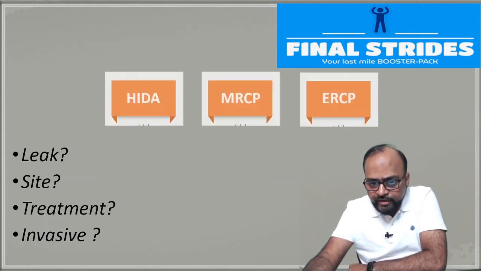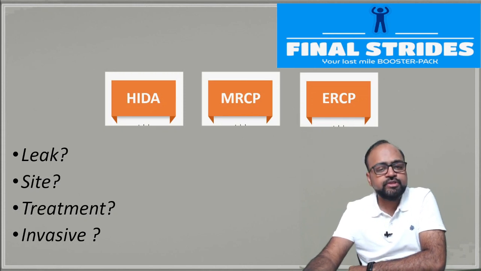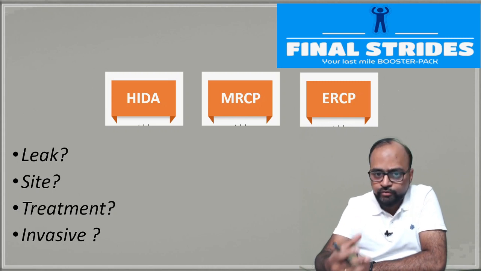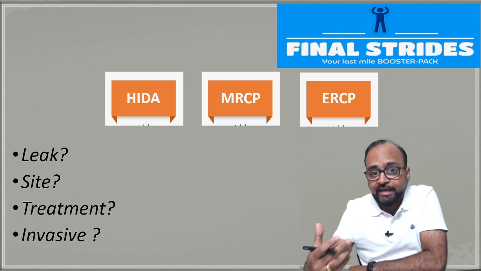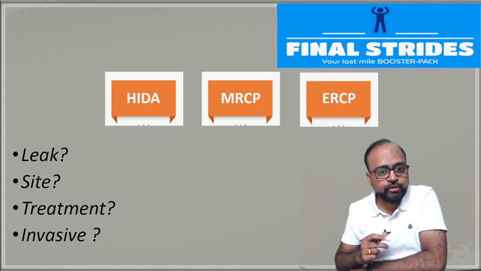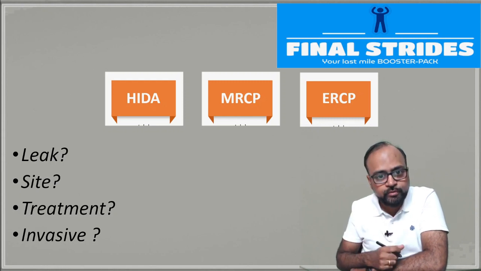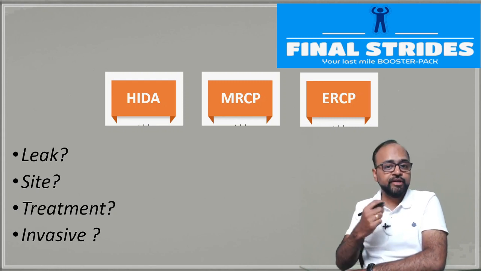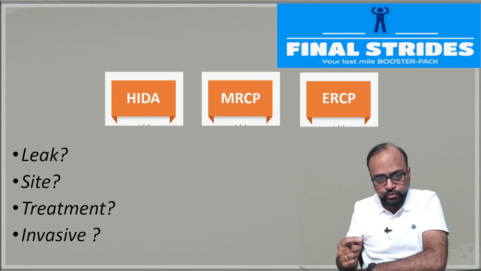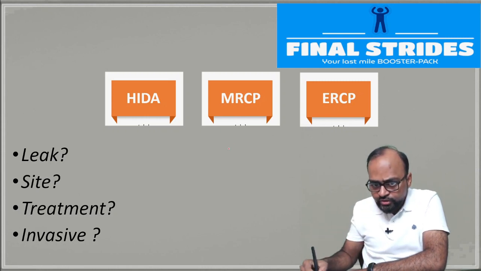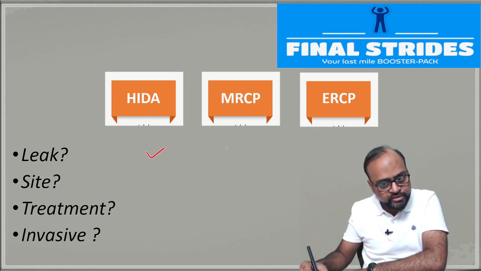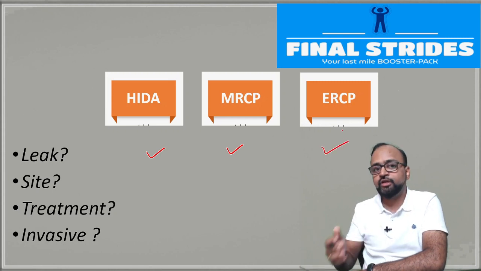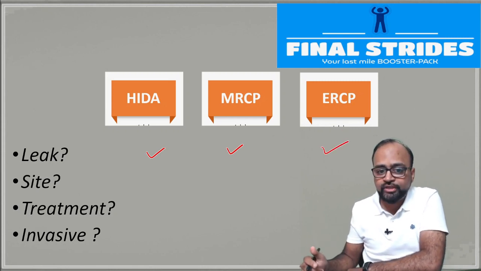Now let us compare these: HIDA scan, MRCP, ERCP. So what is HIDA scan? It is hepatic iminodiacetic acid scan. We are going to discuss it going ahead. Magnetic resonance cholangiopancreatography is an MRI technique for visualization of the biliary tree. ERCP is endoscopic retrograde cholangiopancreatography. So will each of these studies show you a leak? Yes, they will show you extravasation of the biliary secretions, they will show you a leak.